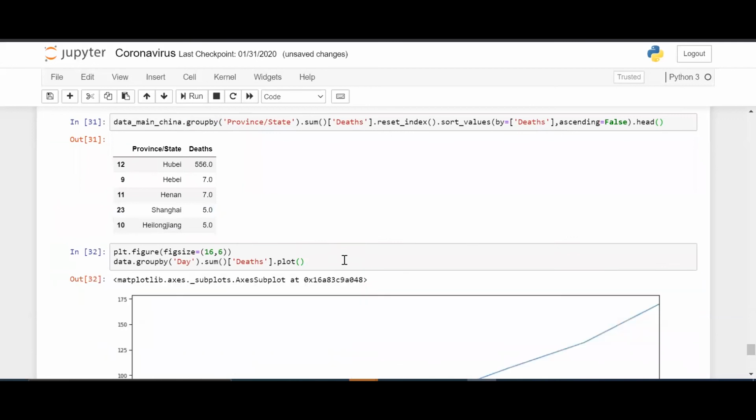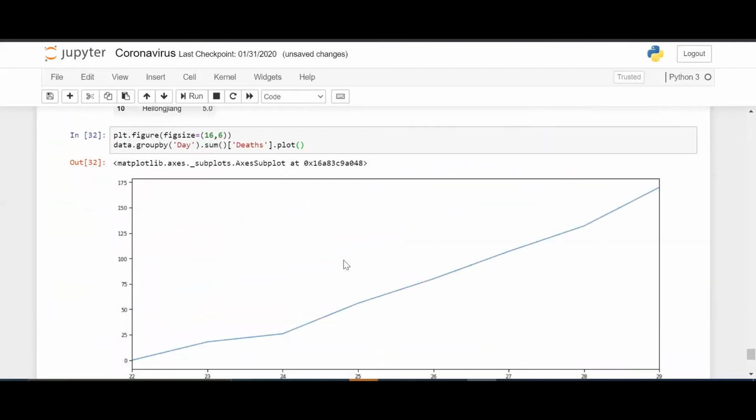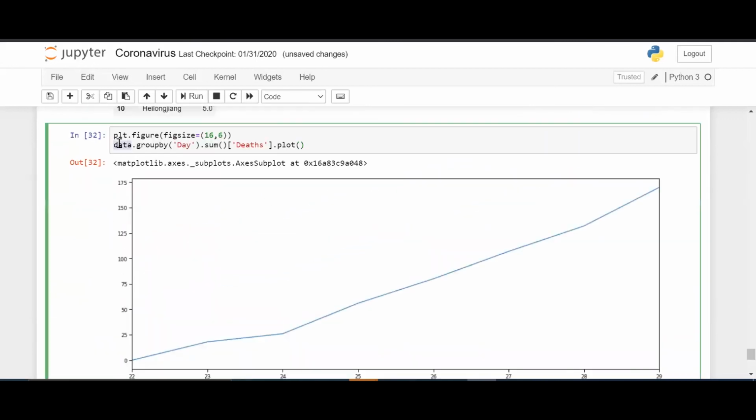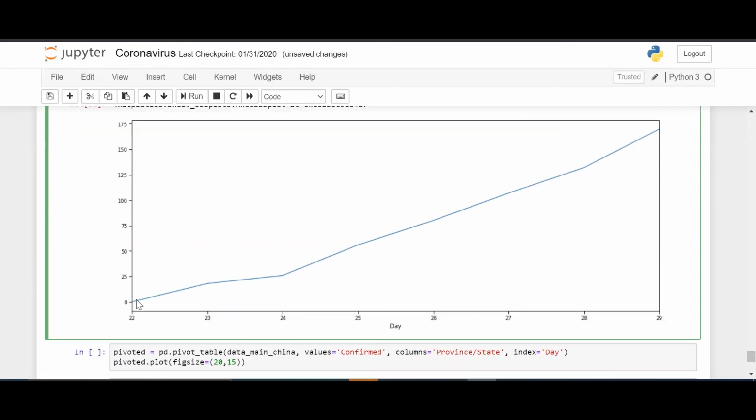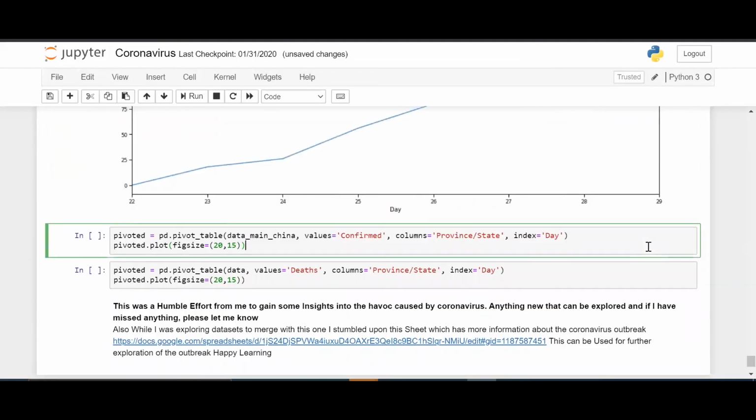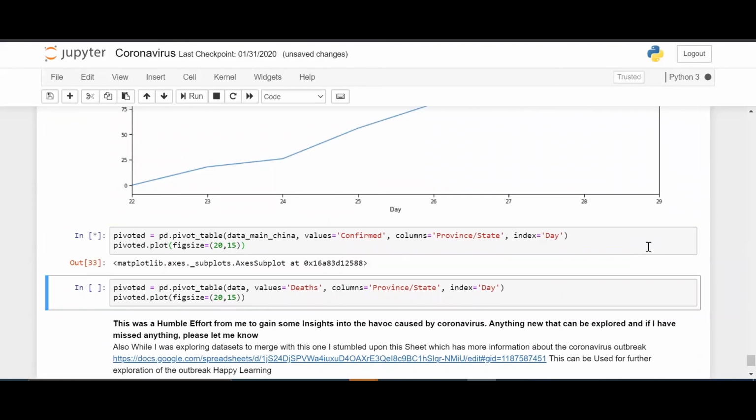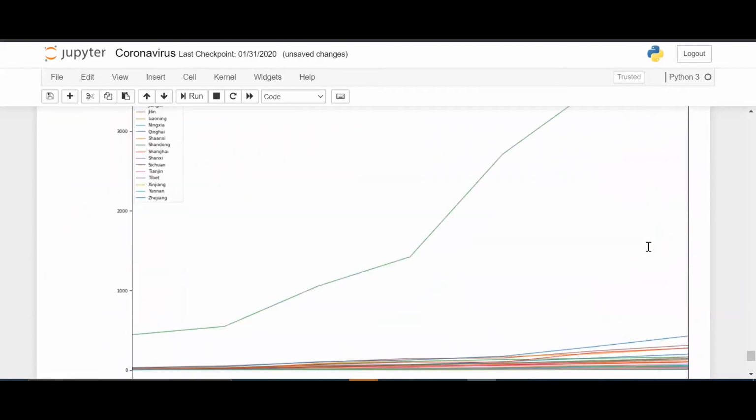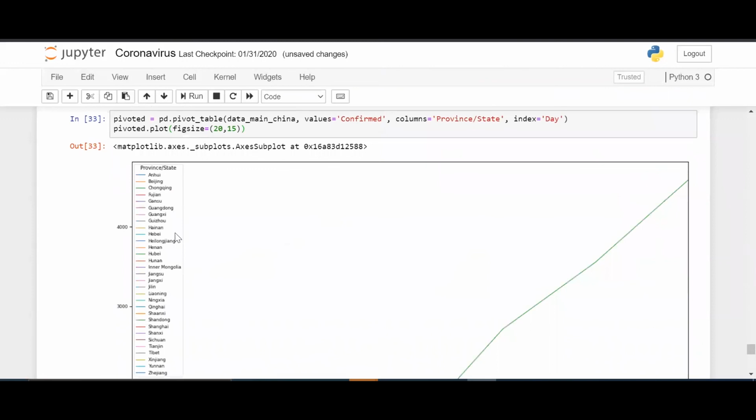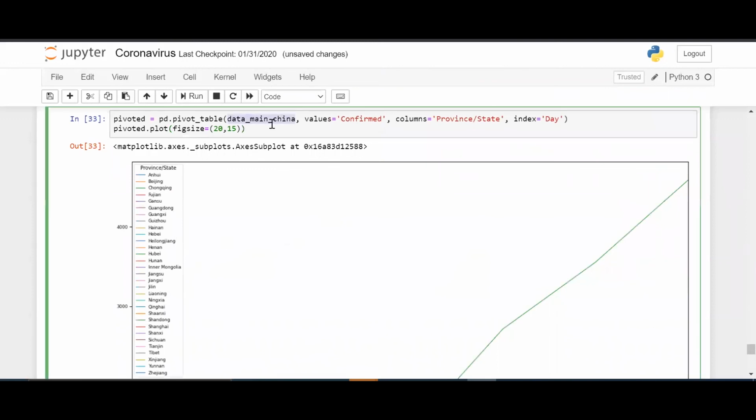Right, let's plot the number of deaths on a varying basis across the entire data. Right, so we have it from 0 on day 22 and shooting all the way to almost 175 on day 29. Let's understand a pivot plot. Right, so we have different regions in mainland China plotted here. So mainland China values are confirmed, columns are province data, and indexed by day.